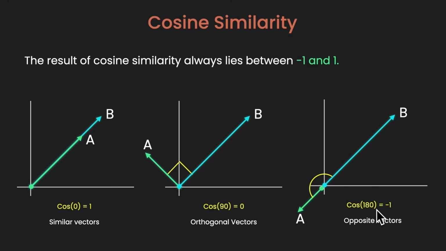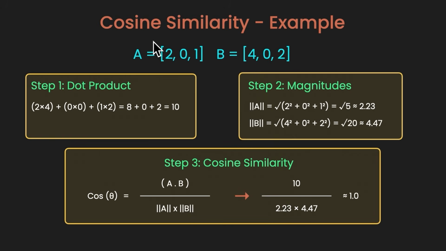If they're opposite vectors, they're related, but they're in opposite direction. Whereas orthogonal vectors means they don't have any relationship at all. So those are the few characteristics of the cosine similarity matrix. Let's try to solidify this concept with an example.